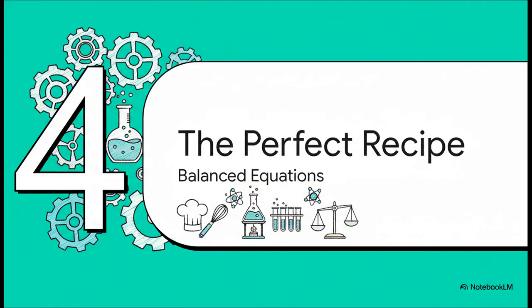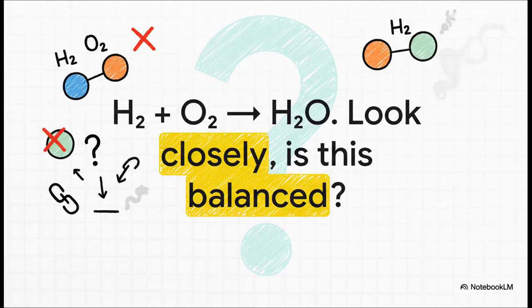All right, we are so close. We've leveled up from words to formulas, and we learned the super important diatomic rule. Our recipe is almost perfect. There's just one last final step to make sure it's 100% scientifically correct. Let's go back to our water recipe for a minute. H2 plus O2 equals H2O. I want you to look really closely at this.